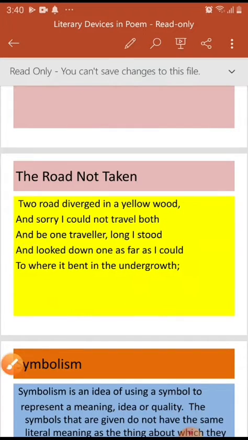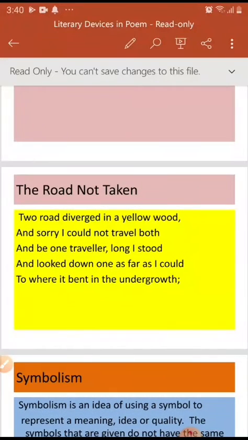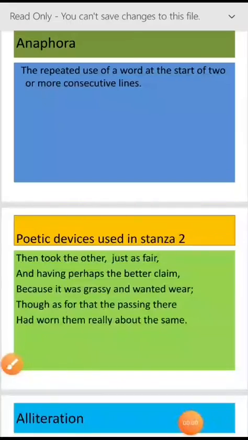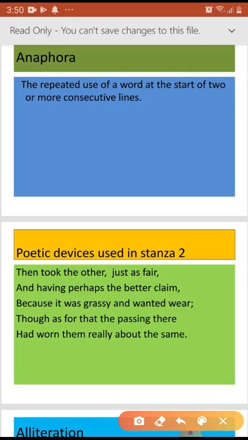The Road Not Taken. Your poem's name is The Road Not Taken. And I explained the poetic devices used in this stanza. This is the first stanza. Clear? Now students, let's move on to the second stanza. So I'm going through the poem. Then took the other, just as fair, and having perhaps the better claim, because it was grassy and wanted wear, though as for that the passing there had worn them really about the same. So here we have to find out the poetic devices.